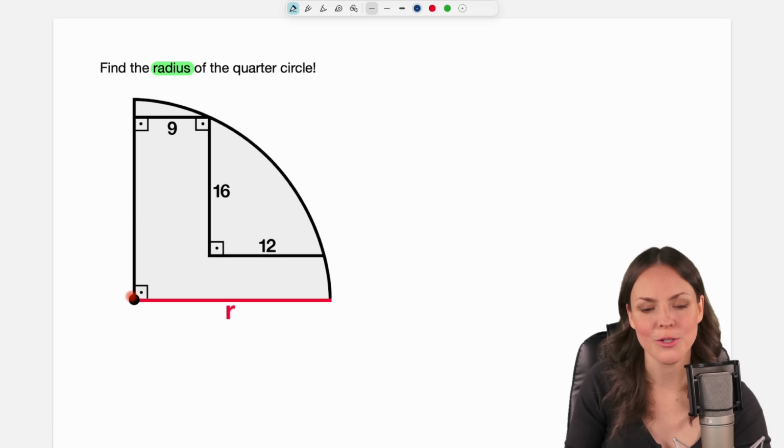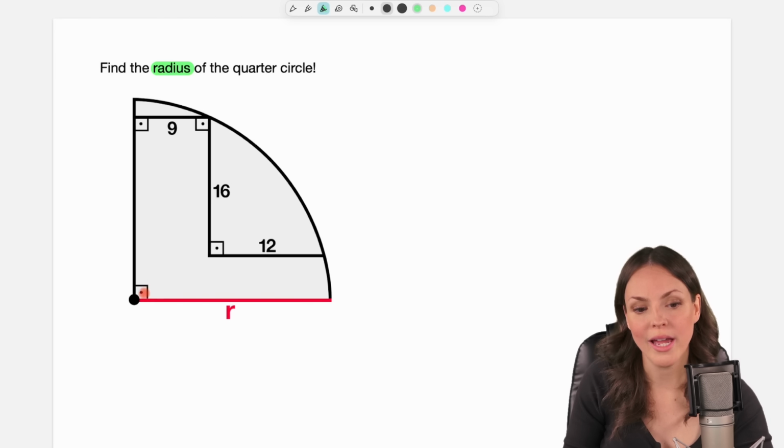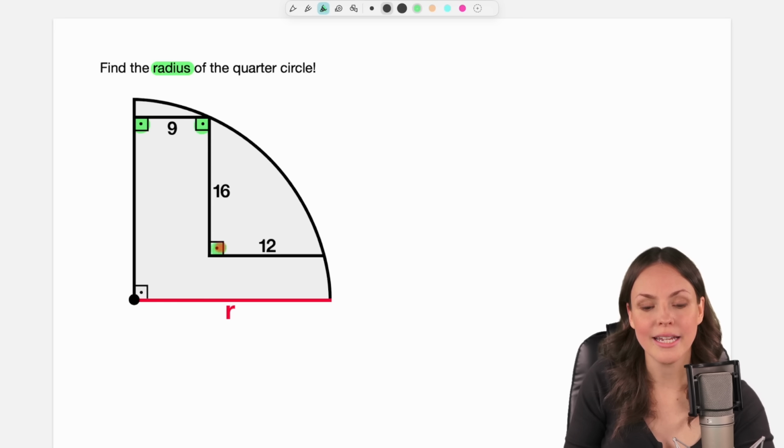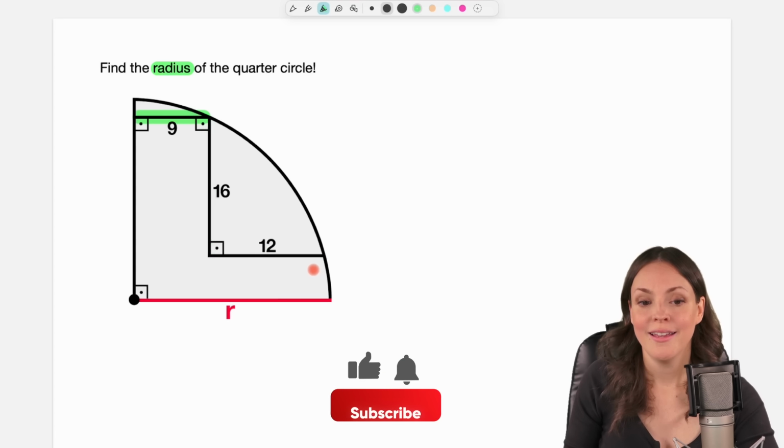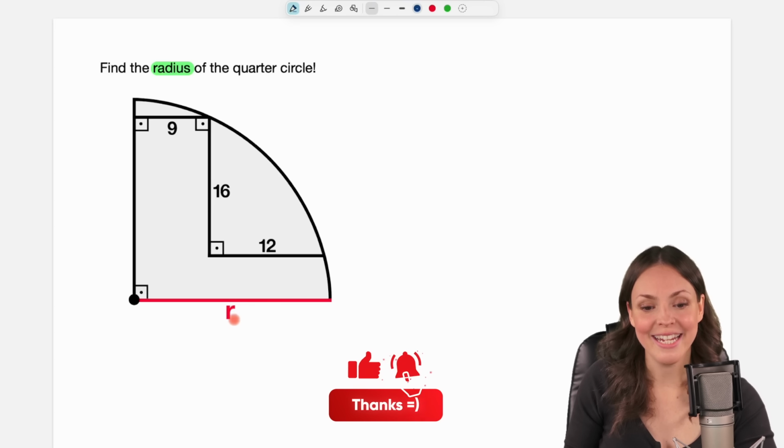to find the radius of the quarter circle. We have our quarter circle here. We want to find the radius because it's a quarter circle. We have a right angle down here. But we also have right angles here, here, and here, and we are given the length of this part here, this part here, and this part here. And we have to find the radius.